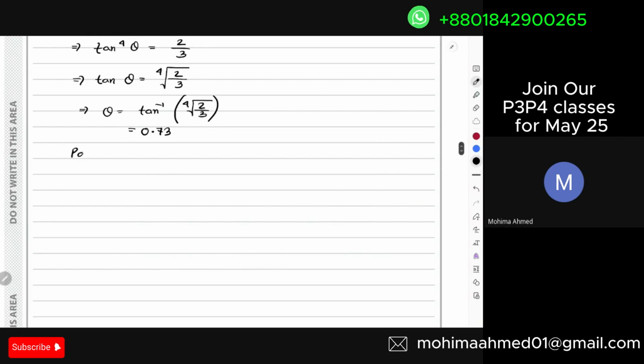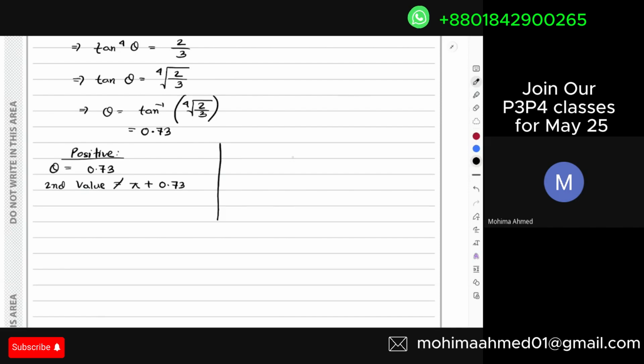If you consider the positive values separately, theta is 0.73. Your second value is generally 180 plus the first value, which is pi plus the first value. If you add pi plus 0.73, this will be greater than your range, so we are not going to accept that. Obviously, the third value and fourth value will also be outside your range, so you're not going to continue with that.